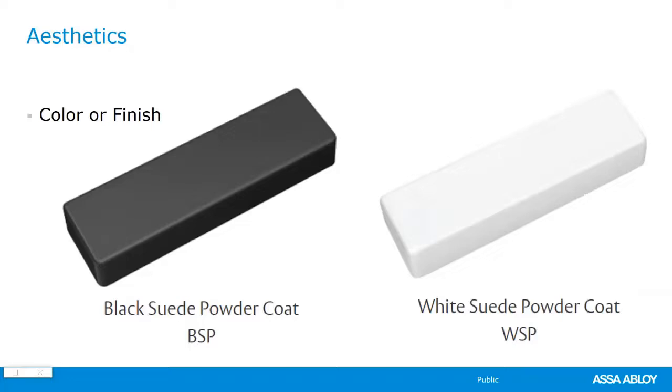Really cool finishes that are really popular this year, and actually last year, are the black suede powder coat and the white suede powder coat. I will say this: pay attention to the closer models. Sometimes to get powder coated finishes, you have to order the closer body with a metal cover. Okay. Most of our closers come with a molded plastic cover unless you specify the metal cover.